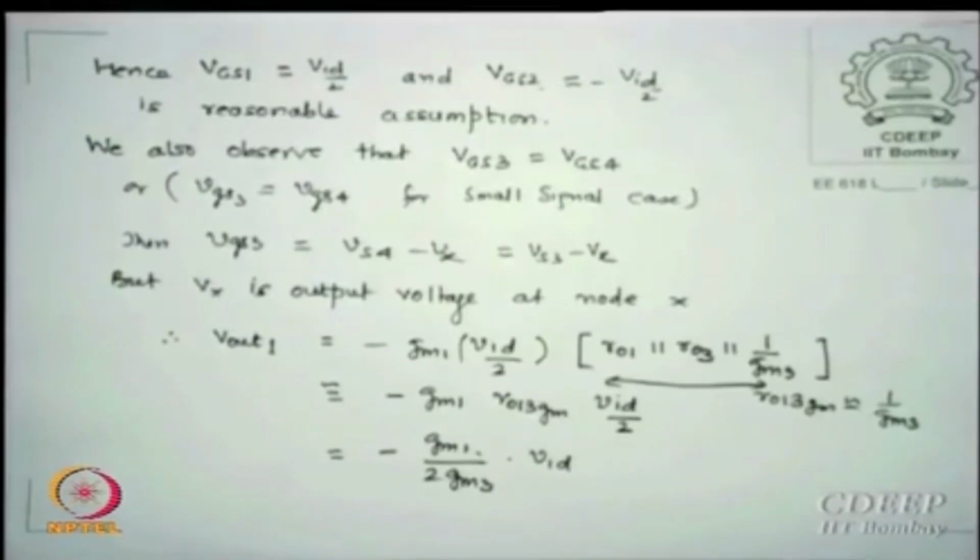Alternatively, what will be given to us? Given some final gains, we will have to come back and figure out what is the size of W1 by L1 and W3 by L3.